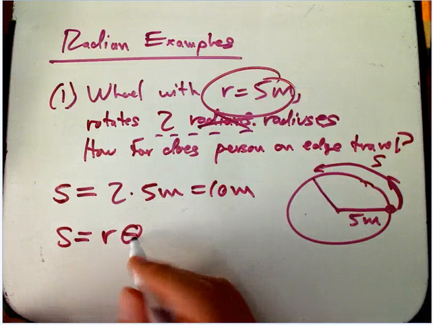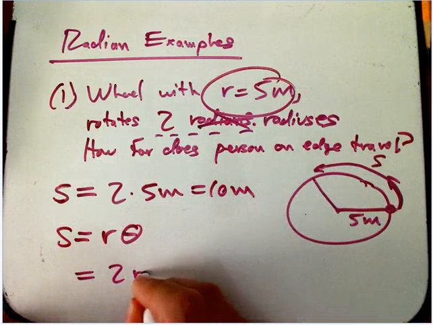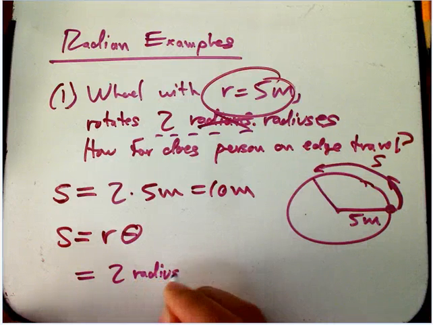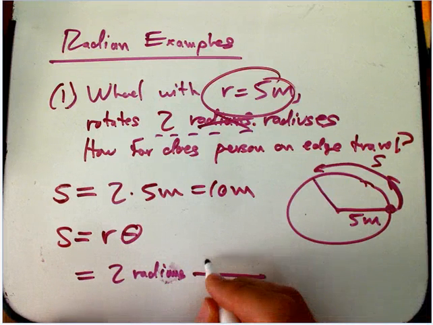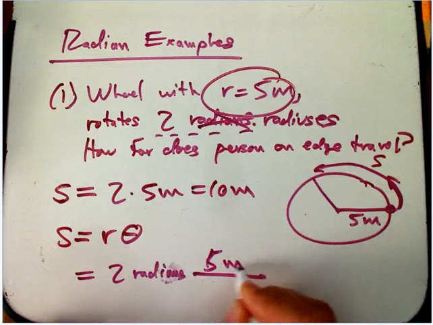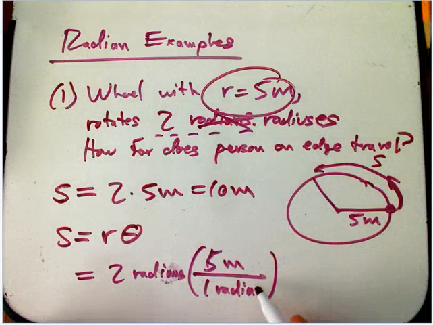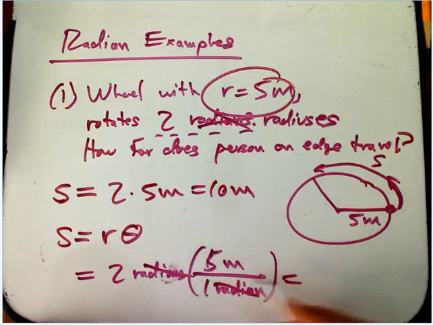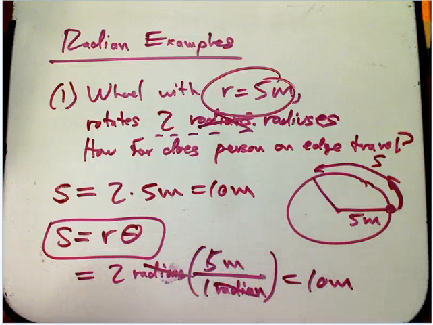Another way to think about it, to really explicitly write out that unit conversion, is to write it out like I would write out unit conversions. 2 radians times the conversion that works for this circle, which is 5 meters is the same as 1 radian. Whenever you do a unit conversion, you just multiply by a fancy version of the number 1, which is this, for this circle, and the radians cancel, and you get 10 meters. That's a way to think about this very simple equation, S equals r theta.